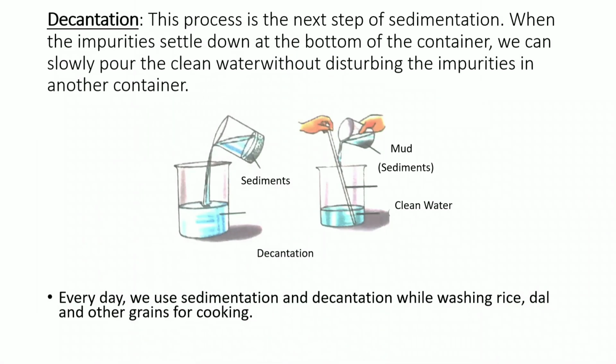Next process is decantation. This process is the next step of sedimentation. When the impurities settle down at the bottom of the container, we can slowly pour the clean water into another container without disturbing the impurities. Means after the process of sedimentation, the next process is decantation. In sedimentation, there was clean water at the upper surface. That clean water gets transferred into another beaker by not disturbing the sediments which settled down. Every day we use sedimentation and decantation while washing rice, dal and other grains for cooking.